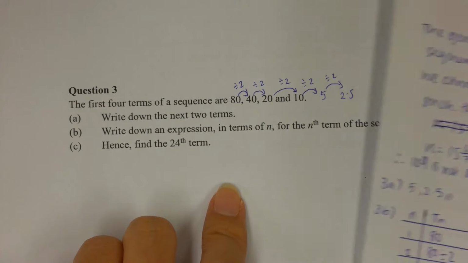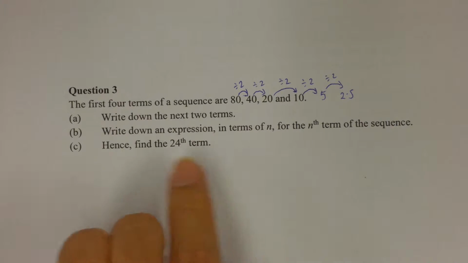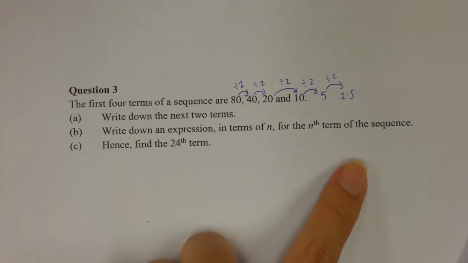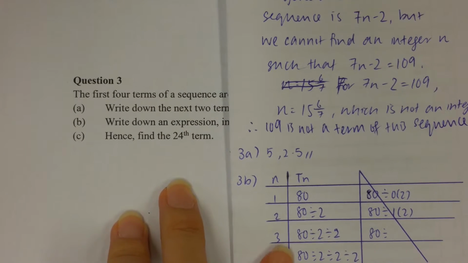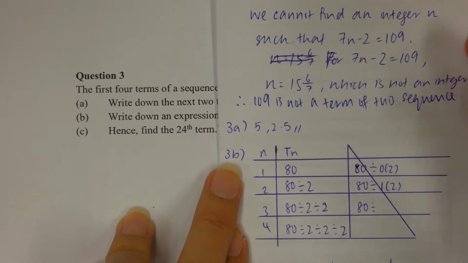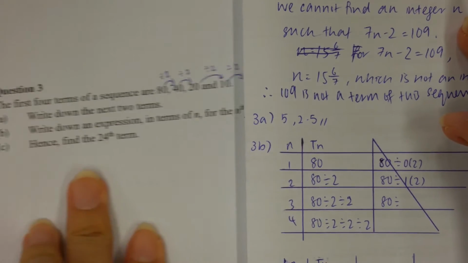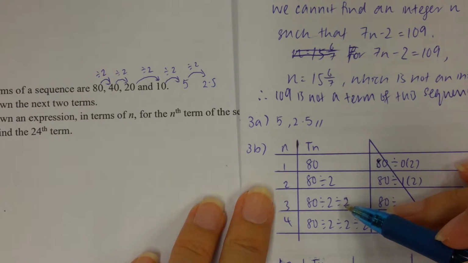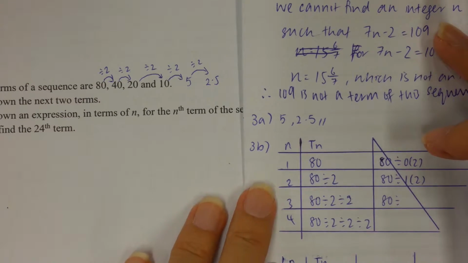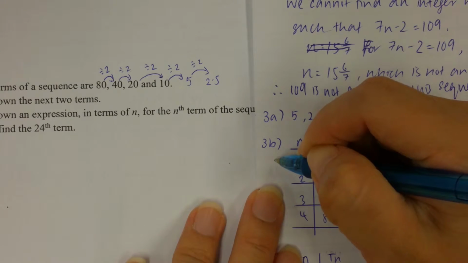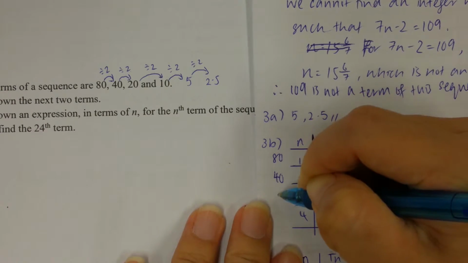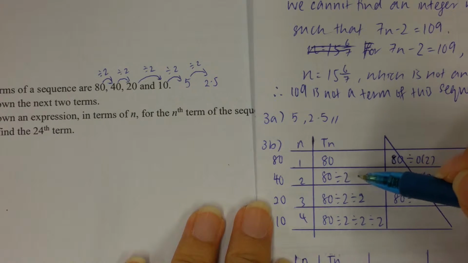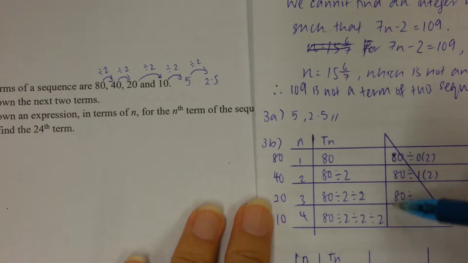Okay, now for B, you're supposed to write down an expression in terms of n for the nth term of the sequence. Okay, so you will have seen by now, this is my general way of doing it. I will always use a table so that I can clearly see what is the pattern going on. So here the first terms are 80, 40, 20, 10. And you realize that it's always dividing by 2. So this is how I express it.